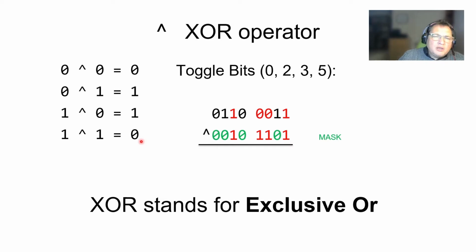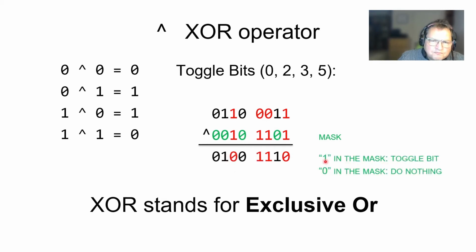So once again, we create the same mask as previously with bits number 0, 2, 3, and 5 set. And if we apply the XOR operation, I will do it quickly now, on individual bits, we will get a situation in which every position that corresponds to a 1 in the mask got a toggle. So 1 became 0, 0 became 1, another 0 became 1, and this 1 became a 0. And as previously, a 0 in the mask means do nothing.